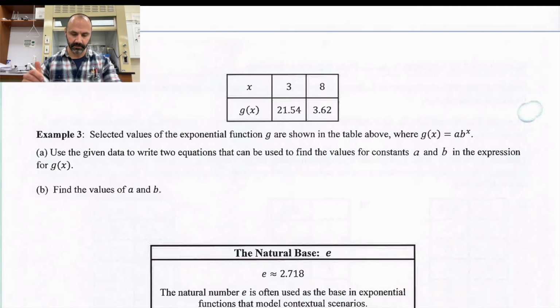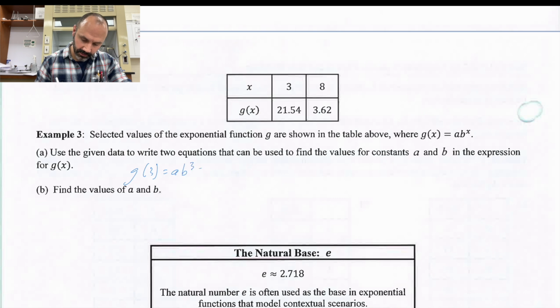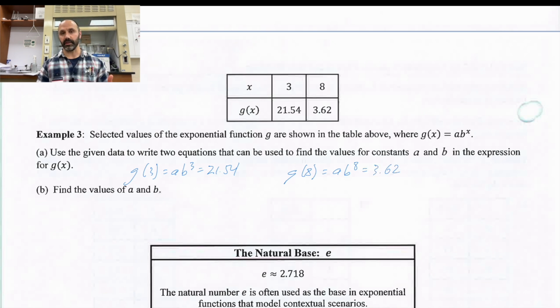Let's try example 3. Same kind of situation, right? So the way that we set this up, write two equations. We know that g of 3 equals a times b to the 3, which is 21.54. And also g of 8 is a times b to the 8th, which is 3.62. Okay, this looks like exponential decay, right? As the input is going up, the output value is going down. Again, let's use Desmos to figure this out.